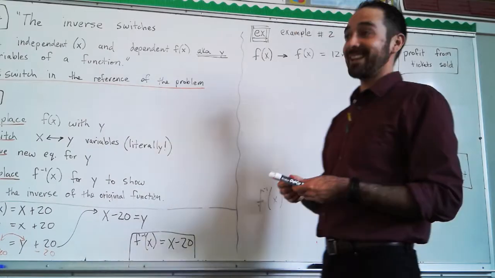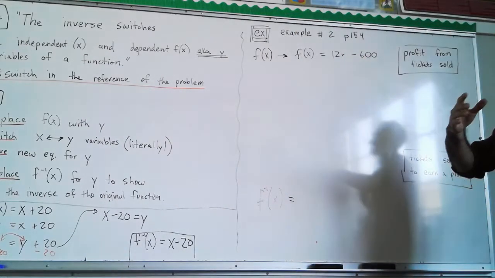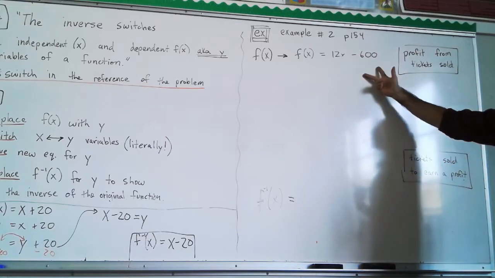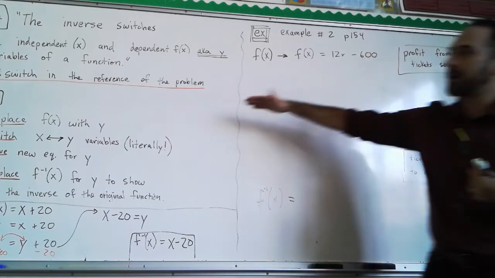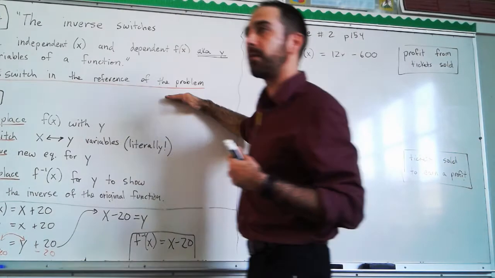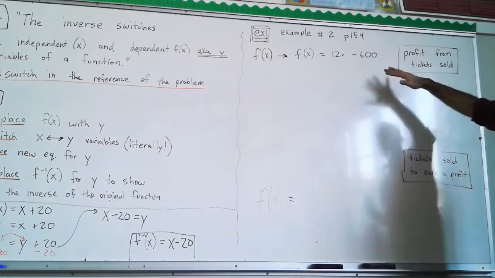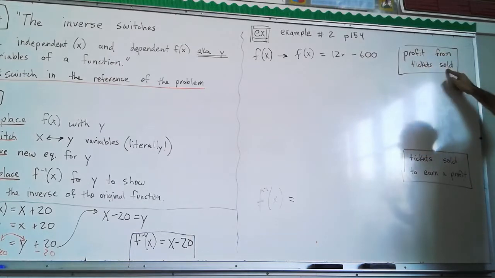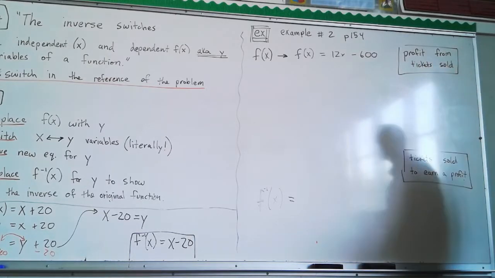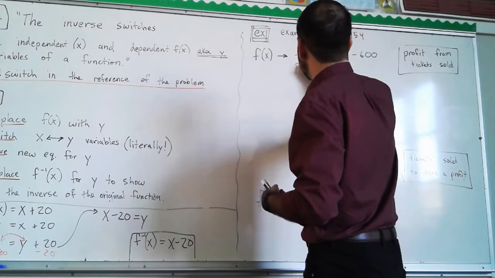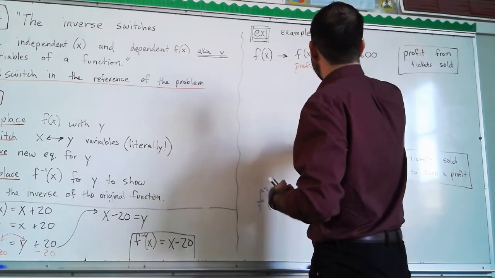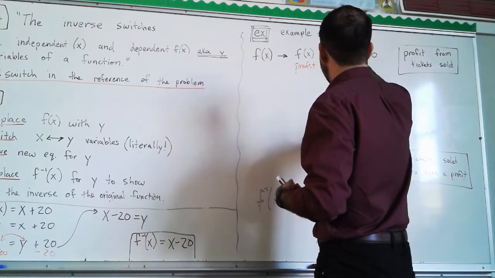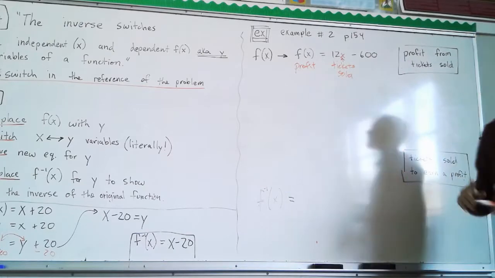All right, so let's look at this right here. When I said this part, switching, it's a switch in the reference of the problem, okay? If we have a function that is looking at the profit from your tickets sold, so we'd have some profit from the tickets, right? Okay. When you take the inverse, it switches the reference.